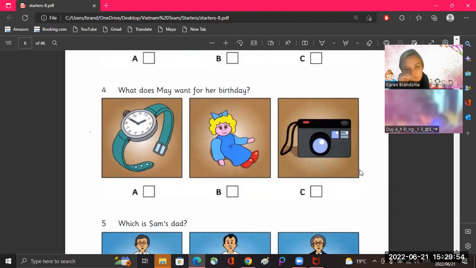4. What does May want for her birthday? What do you want for your birthday, May? A new doll? No, thank you. Oh, a new watch then. No, thanks. Can I have a camera, please? Well done.